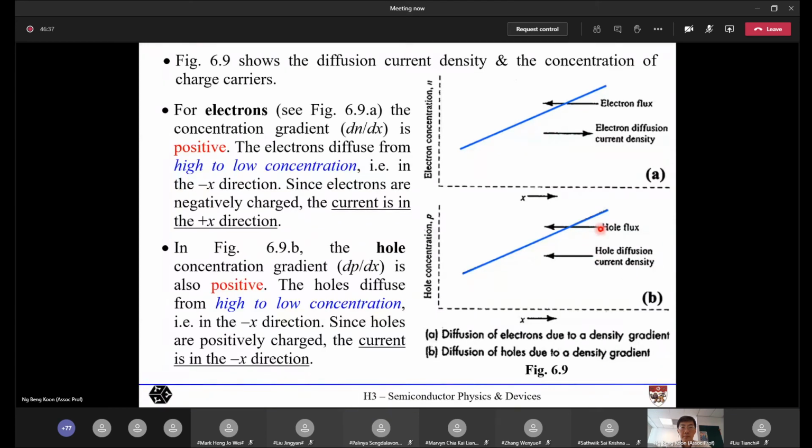In the case of holes, hole is moving to the left, positive charge moving to the left. That means your current basically follows the direction of positive charge, which is to the left as well. So if the conventional current is to the left, it's in the negative x-axis direction. This is treated as negative current. So that's why you get this difference in the sign. Although the carriers move in the same direction, because they are oppositely charged, the resulting conventional current you get is in opposite direction.